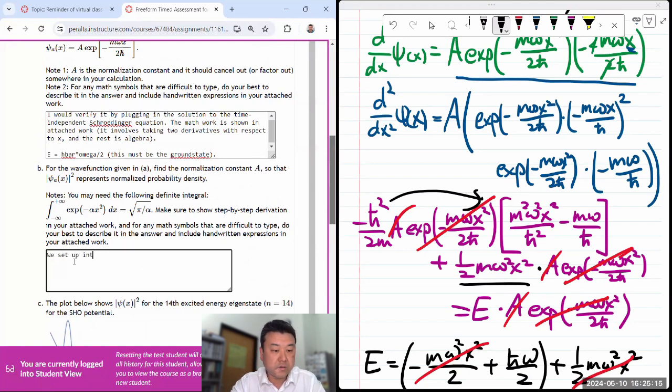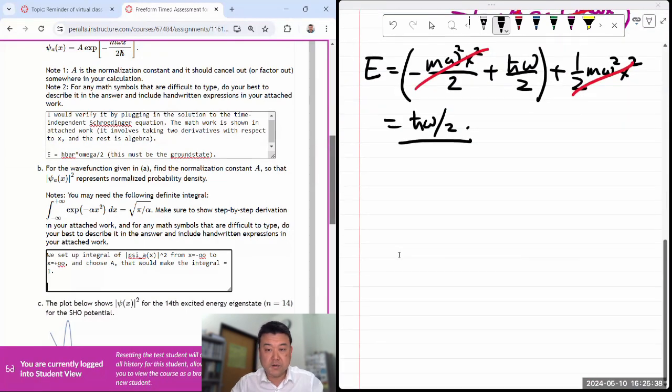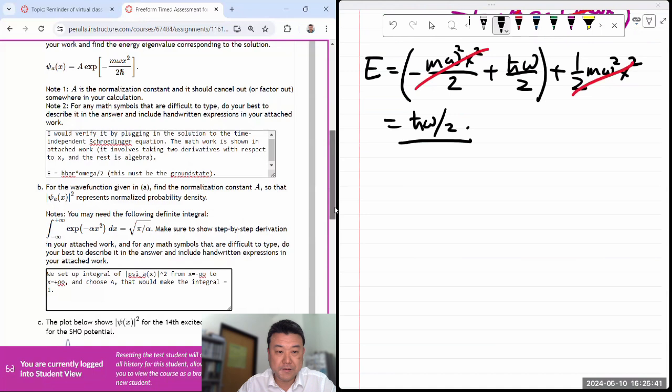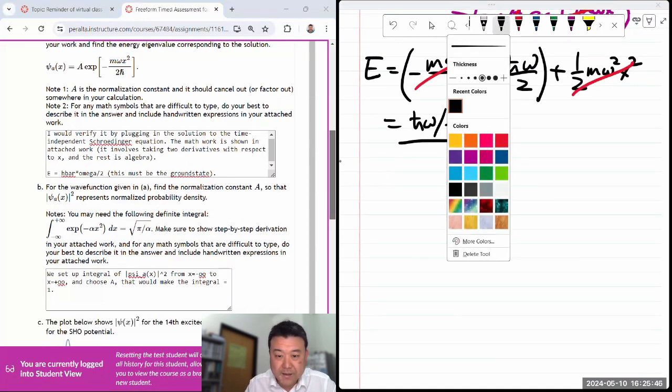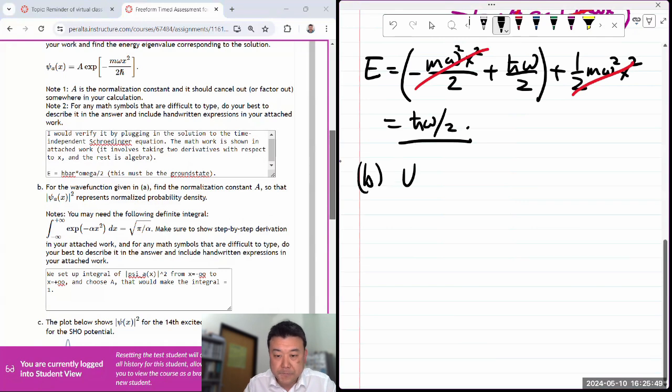you set the integral of psi A of x from x equals minus infinity to x equals plus infinity, and choose A that would make the integral equal to 1. So let me do that work here, because it's a long algebra or calculus problem. I don't have confidence that I can type it out fast enough. So psi A is still this.